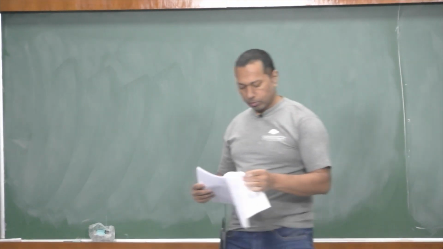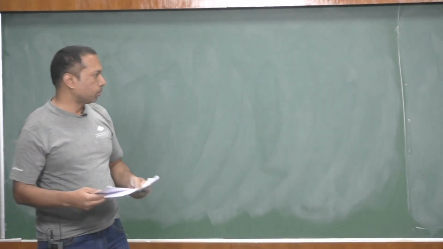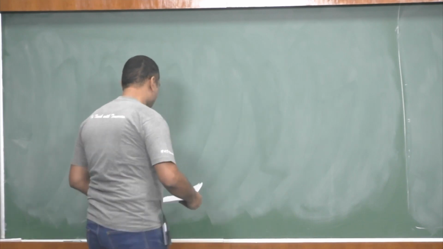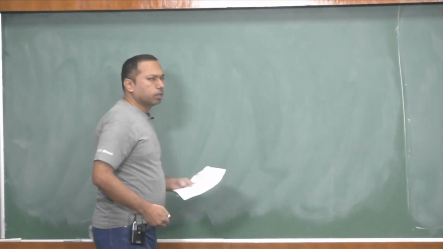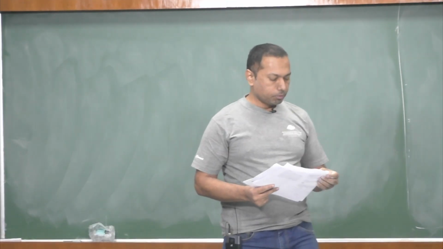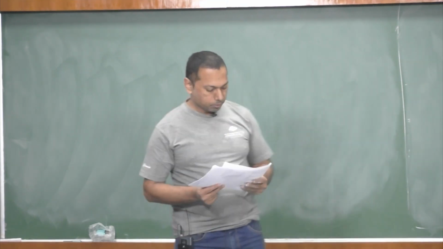We will continue with the review of probability. Maybe I will take 2 more classes. So last time we did discrete random variables. Now today we will do continuous random variables.